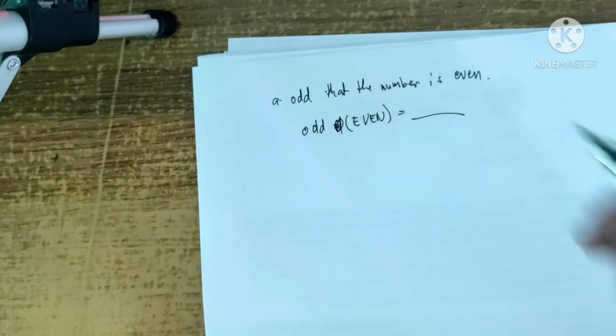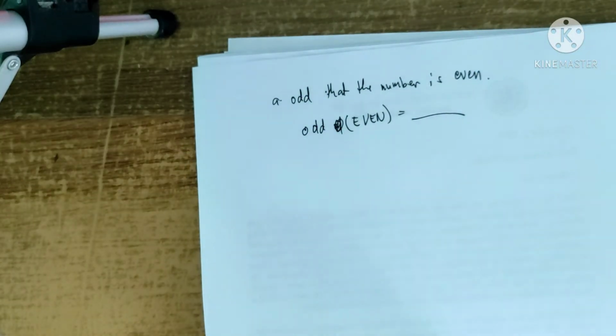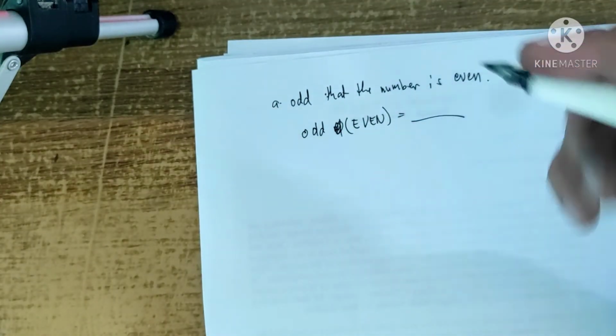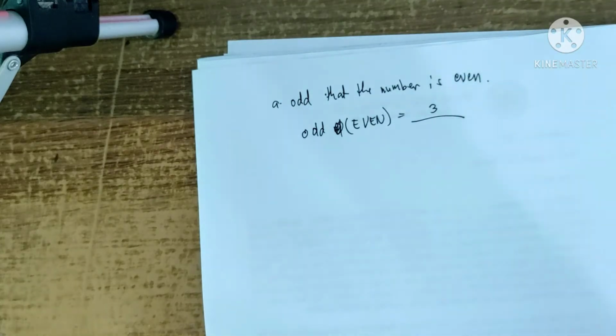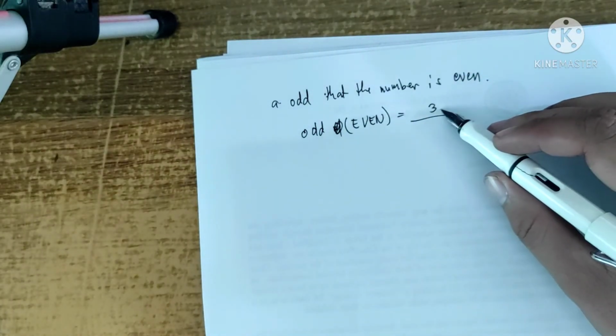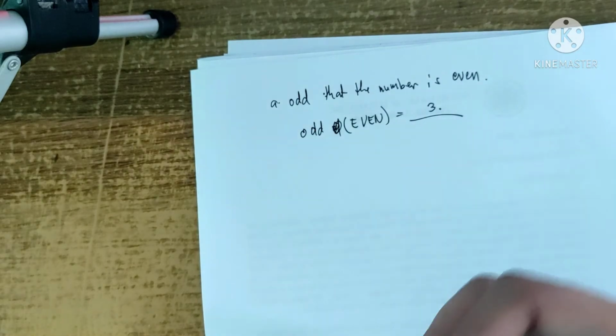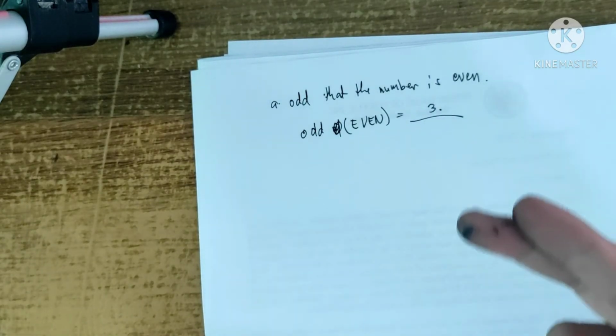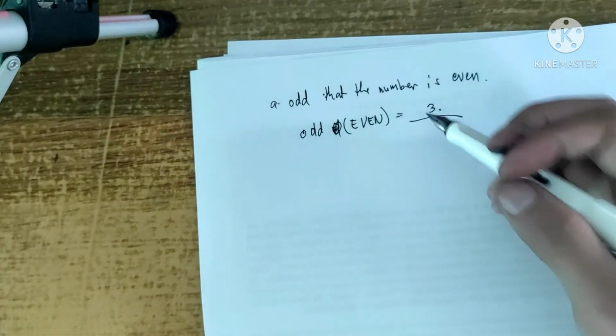So, ilang even ba yung nasa 6-sided die? We have 2, 4, and 6. We have 3. Okay? And then, that is your favorable outcome. That is the possibility of getting an even number. Now, the question is, how many possibility of getting an odd number? Okay? Kasi yung kabaliktaran ng even is odd.